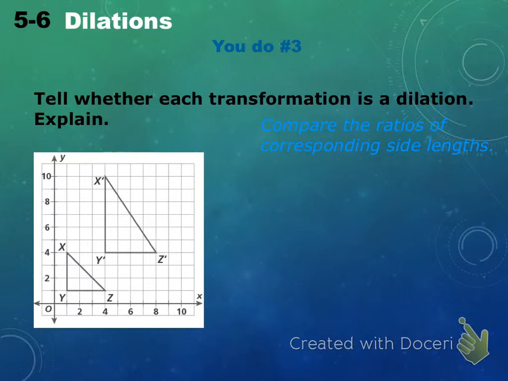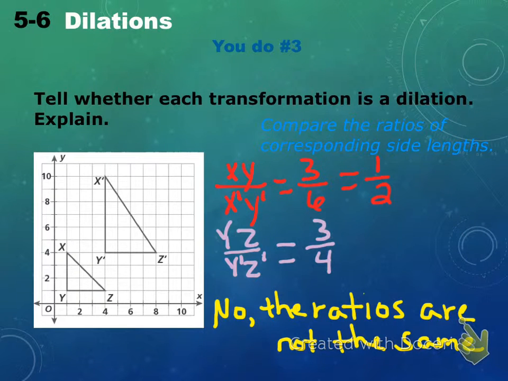So why don't you pause the video and do number 3 on your own. If you did it correctly, you should have gotten a ratio of 1/2 and a ratio of 3/4. Since these ratios are not the same, then no, it is not a dilation. So let's look at number 4.